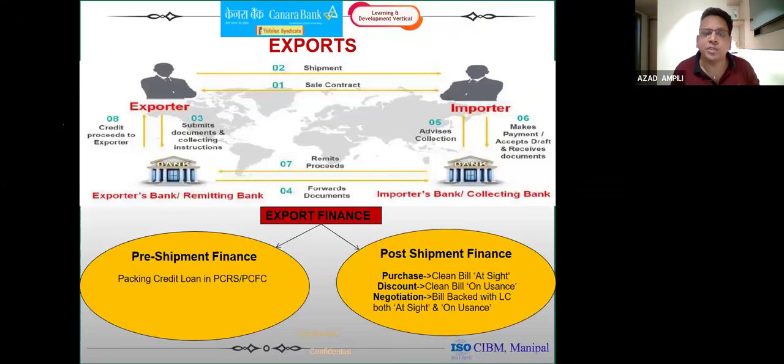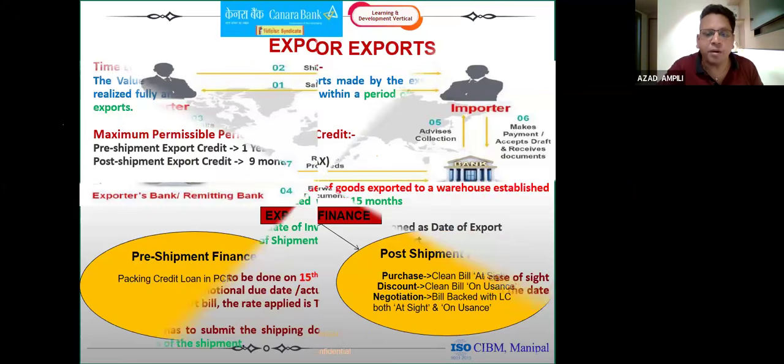Now he will come to you with these documents. He will get the bill of lading, he will get the shipping bill, all these documents he will bring to you. Then what are you supposed to do? If it is a sight bill, you will purchase that, bills purchased. And if it is a usance bill, 30 days, 60 days, then there will be bill discounting. And if your exporter has an LC in his favor, a bill backed with LC, both at sight and usance, this is called bills negotiated. If you are dealing with foreign exchange or writing an exam, you should know these differences: bills purchased, bills discounted, bills negotiated. Three terms have different meanings.